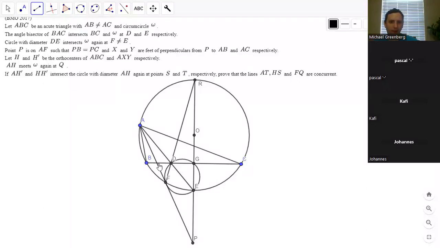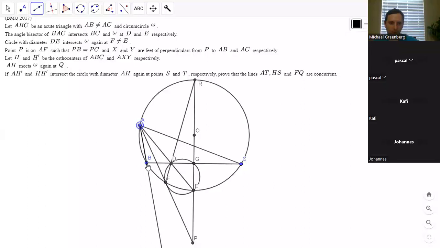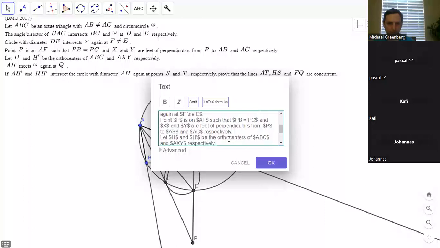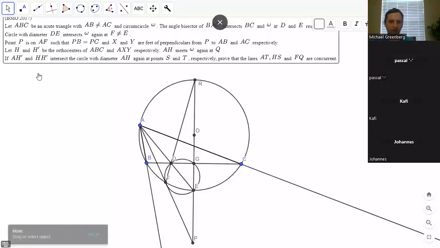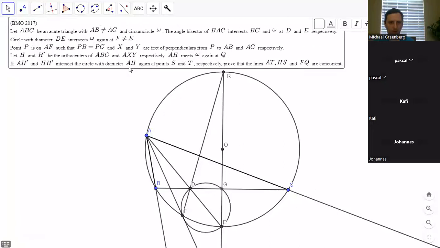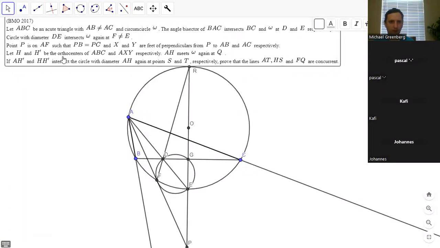So PB equals PC, and then we draw the perpendiculars from P to AB and AC. Let me make this take up less space. There we go. That's better. Okay. Yeah, it's still not going to be perfect, but hopefully a little better.